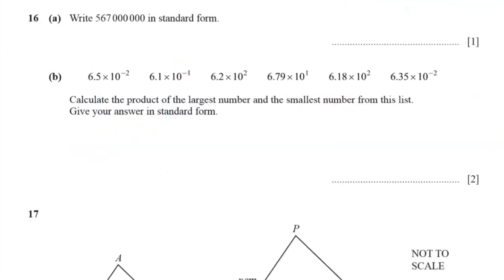Write a large number in standard form. So hopefully you remember standard form: we take the first non-zero digit, which is 5, we then make a decimal point, and we have the remaining digits. It's going to multiply by 10 to some power.